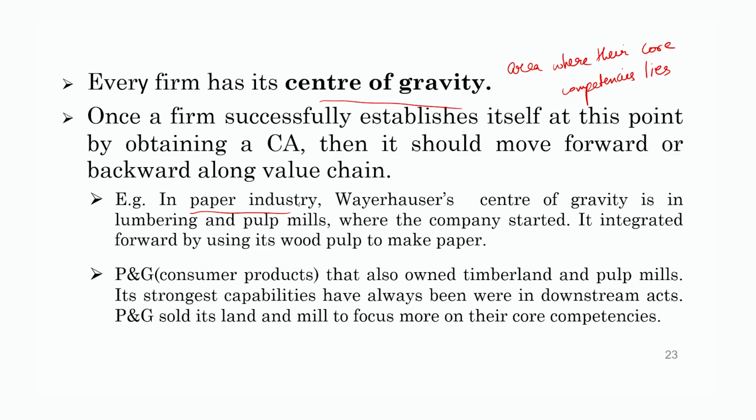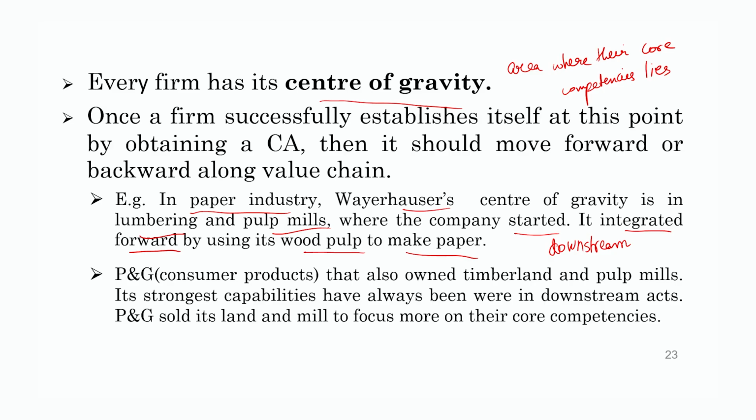As mentioned here, for example, in the paper industry, Weyerhaeuser's center of gravity was in lumbering and pulp mills, where the company started. First, the company established itself at this point, and then they integrated forward by using its wood pulp to make paper. That is, they went downstream in their value chain by forward vertical integration, taking a step to move towards the customer.